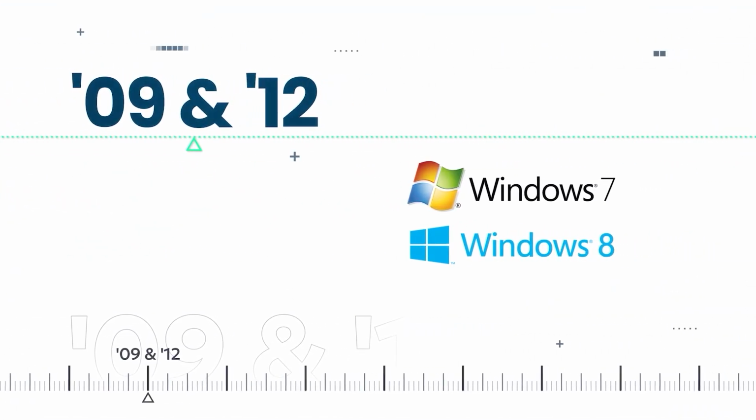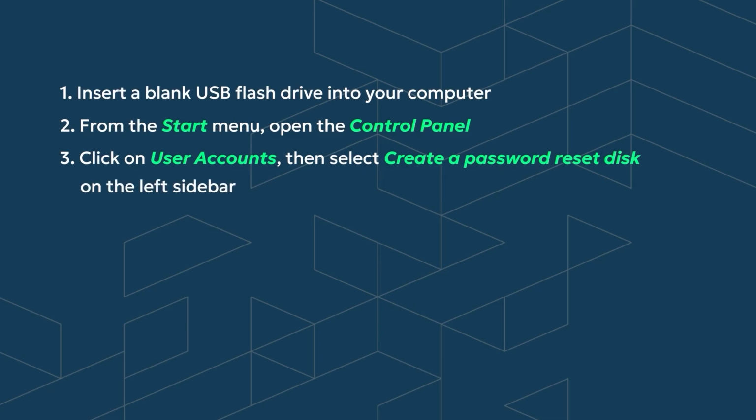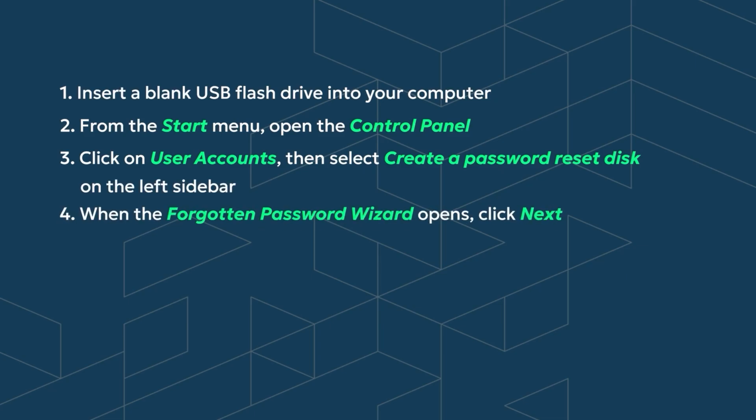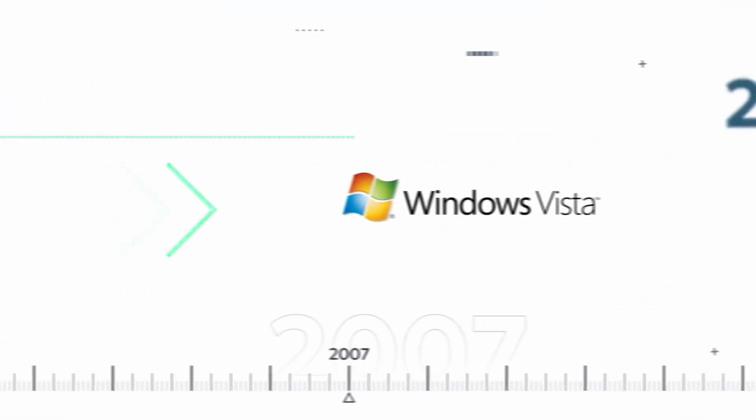Windows 7 or 8. Start by connecting a USB flash drive to your PC. Just like in Windows Vista, expand the Start menu, choose the Control Panel, click on User Accounts, and select Create a Password Reset Disk. Once the wizard is open, click on Next, select your inserted flash drive, and click on Next again. Input your local account's password before completing the remaining steps and selecting Finish.